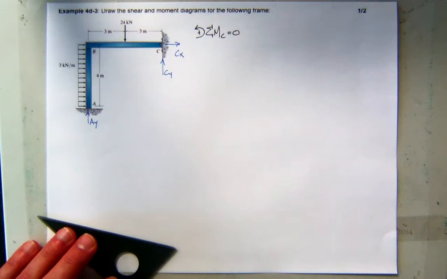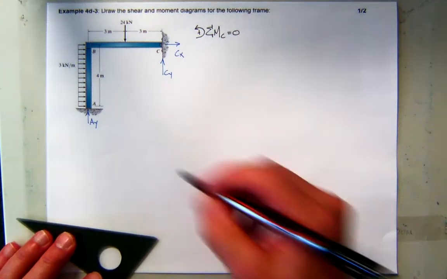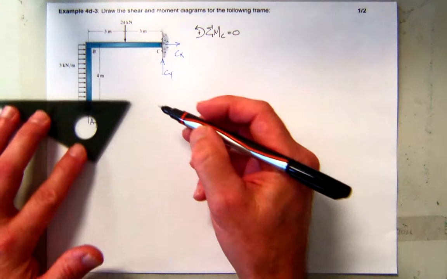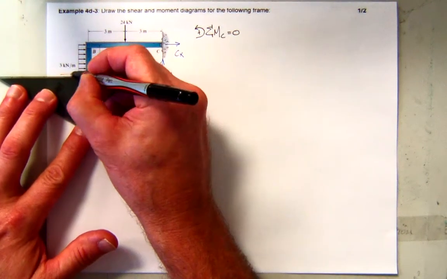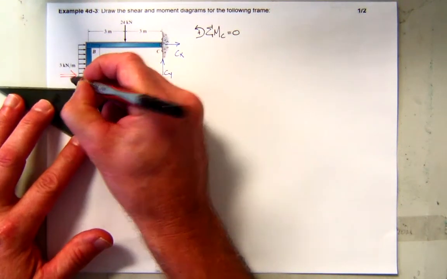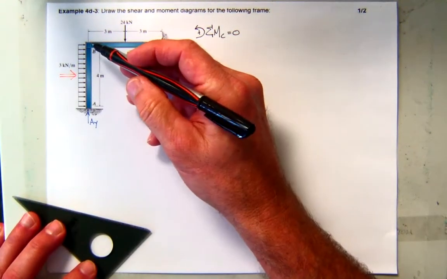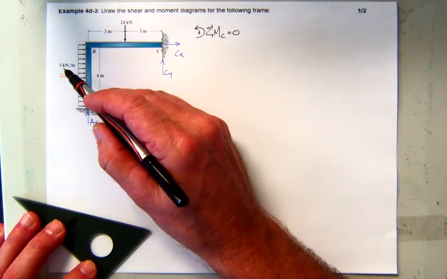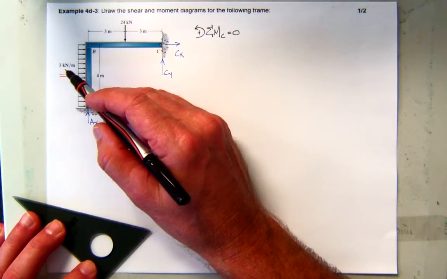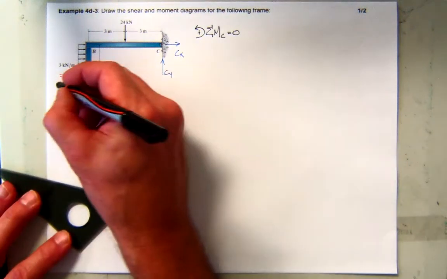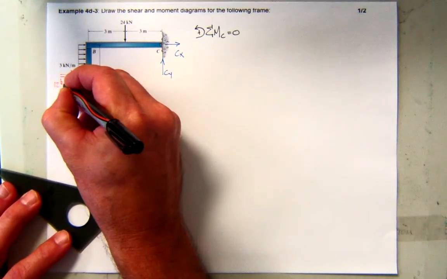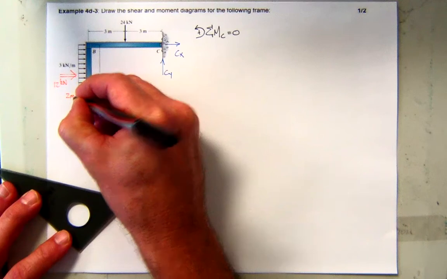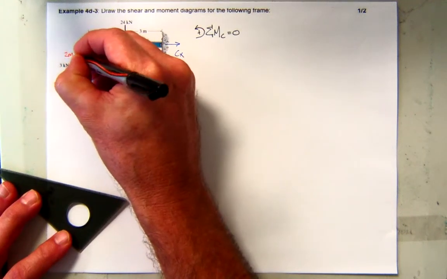Before we get too far, let's resolve this distributed load into something that's a little easier to handle. So we'll turn it into a concentrated equivalent force. And it's a rectangle, so we just need to find the area of that. So the base is 4 meters. The height is 3 kilonewtons per meter, so that's 12 kilonewtons. And that'll be halfway, so that'll be either 2 meters from the top or the bottom, whichever one we need.